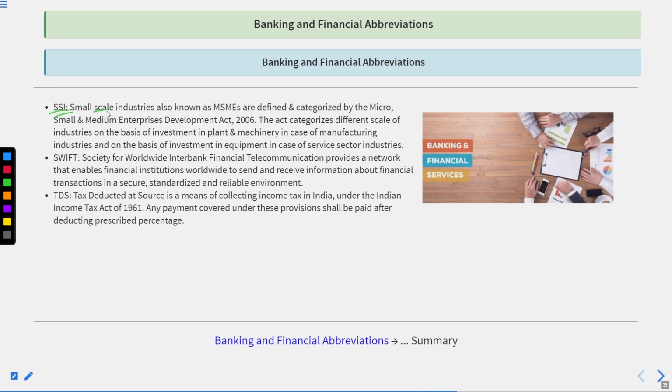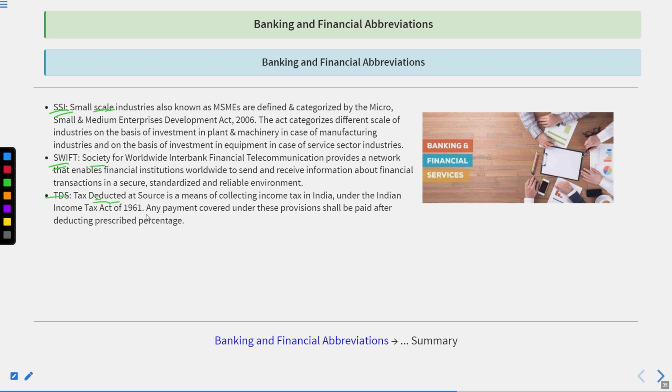SSI, Small Scale Industries, also known as MSMEs, are defined and categorized by the Micro, Small and Medium Enterprises Development Act 2006. The Act categorizes the different scales of industries on the basis of investment in plant and machinery in the case of manufacturing industries, and on the basis of investment in equipment in the case of service sector industries. SWIFT, Society for Worldwide Interbank Financial Communication, provides a network that enables financial institutions worldwide to send and receive information about financial transactions in a secure, standardized and reliable environment.